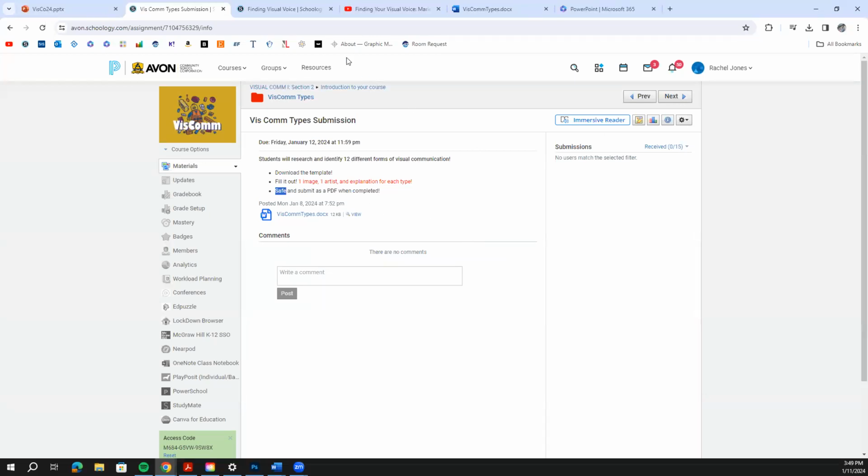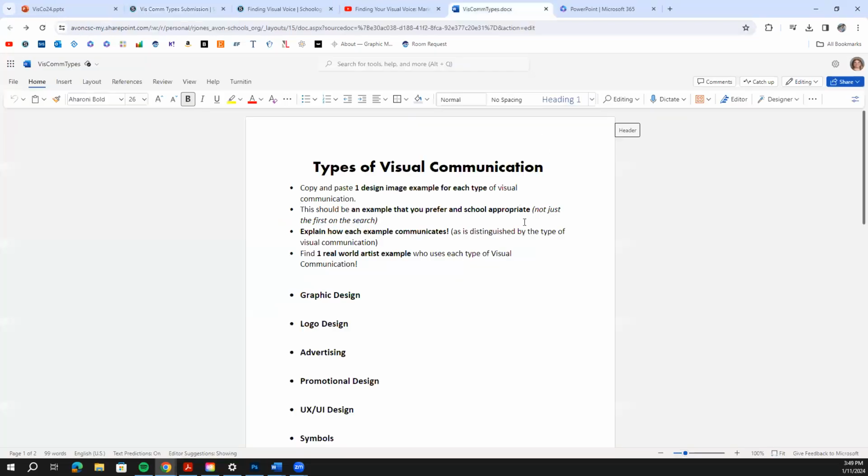Let me show you what it looks like. This is what it looks like when you open it up. It is the types of visual communication. I want you to copy and paste one design image example for each, so one of a graphic design, logo, and so on. Please pick an example that you prefer and that is school appropriate. Don't just pick the first one that pops up on Google. Try to find one you like. So maybe for logo, if you really like Starbucks, put that in there, okay?